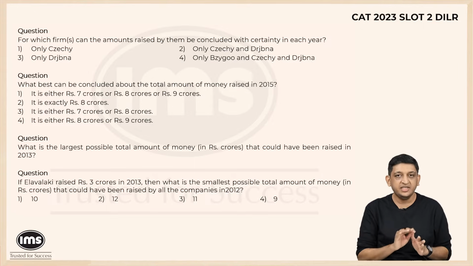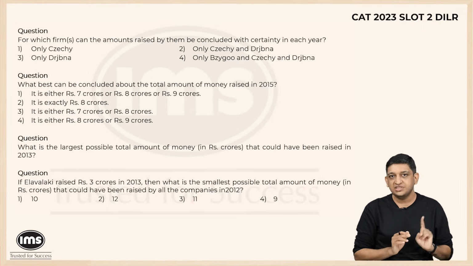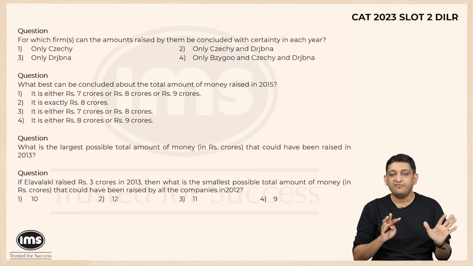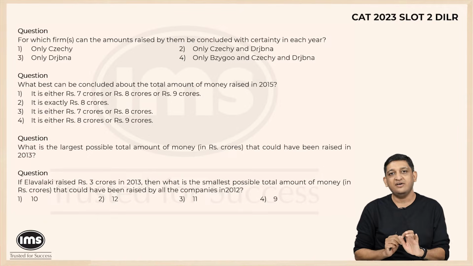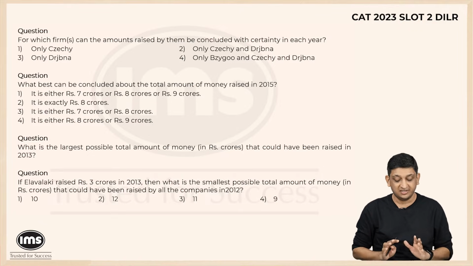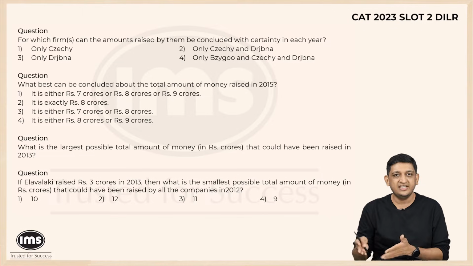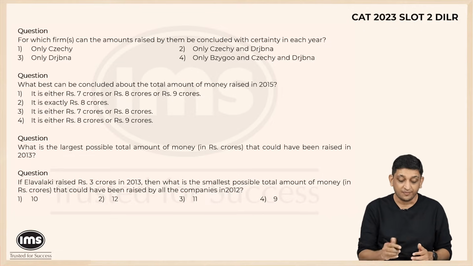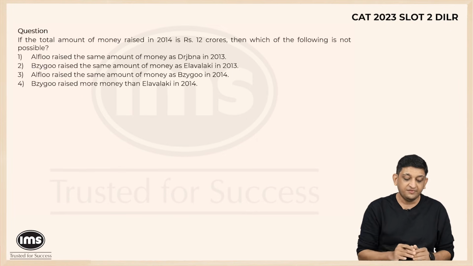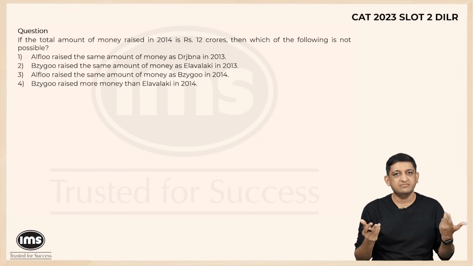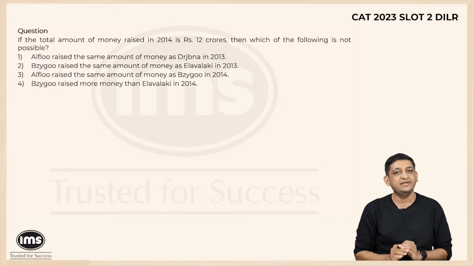If E raised 3 crores, I know that, as I mentioned earlier, A and E will have multiple possibilities. E raised 3 crores in 2013, or there is a possibility that E would have raised 3 crores in 2013. Then what is the smallest possible number, and so on. So again, it's a possibility-based question. The last bit, if the total amount of money was 12 crores, is again an if-based, possibility-based question.